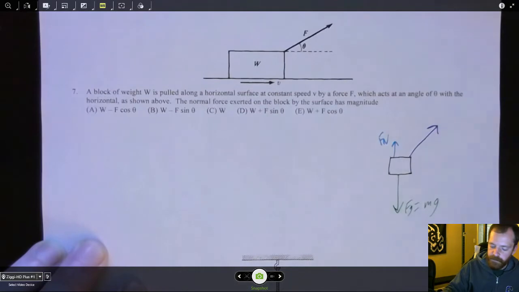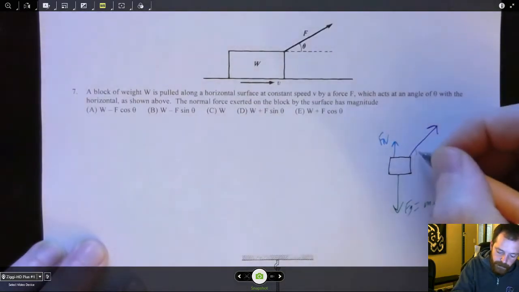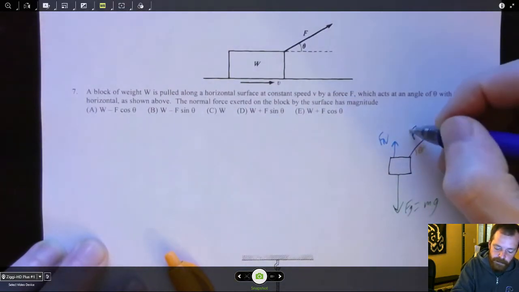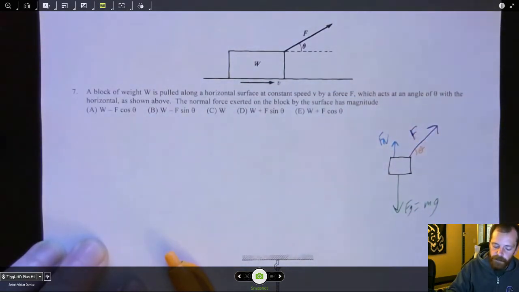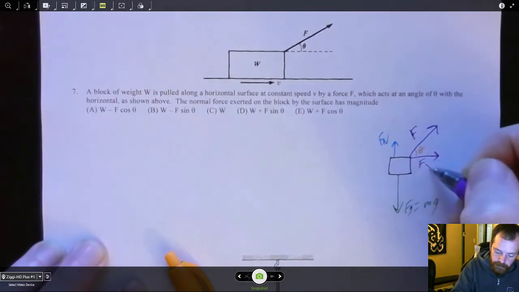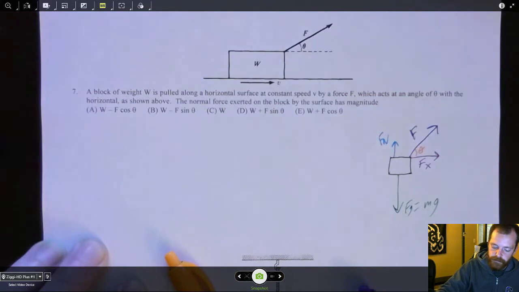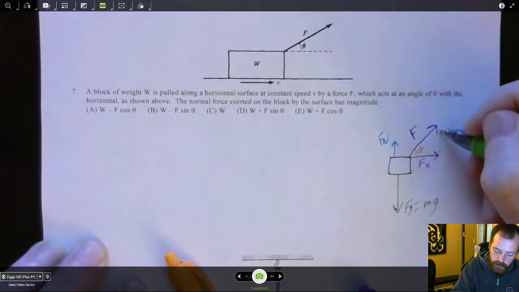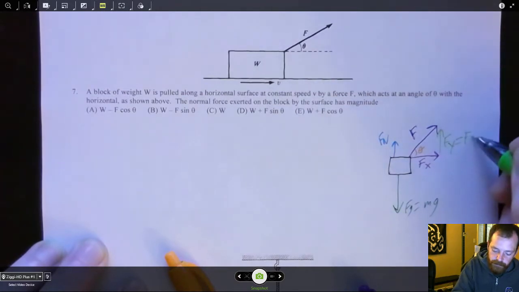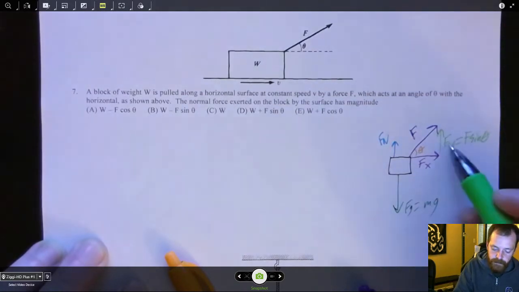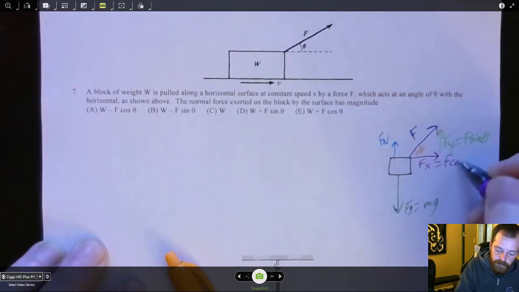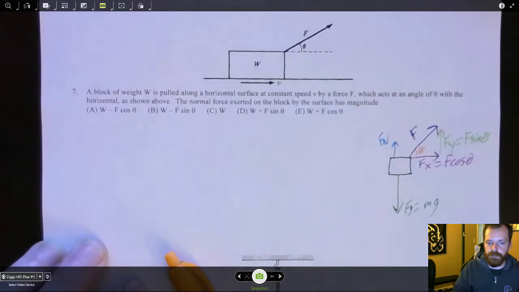Now we know this has an angle value of theta, and we'll just leave this as F, which is the applied force. We could break this up into two parts, Fx and Fy. Fy is going to be found by doing F sine theta, because it's the opposite side. Fx is going to be found by doing F cosine theta, since it's the adjacent side.